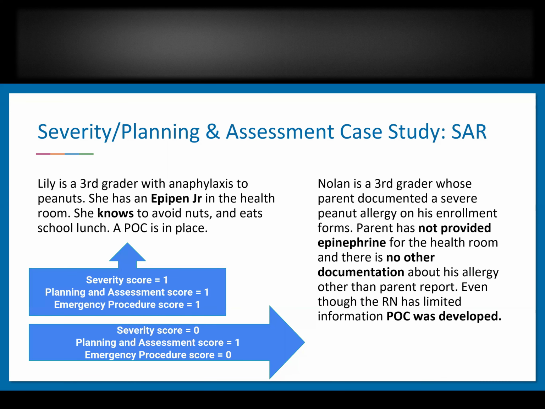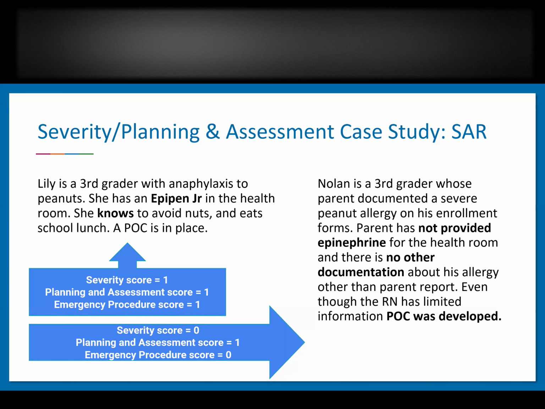Case studies related to asthma. Cassie is a 5th grade student with asthma. A rescue inhaler is in the health room, which Cassie uses infrequently at school. The nurse assesses the student and updates the plan of care yearly to manage the condition. The severity score is a 1, the planning and assessment score is a 1, and the emergency procedure score is a 0. A rescue bronchodilator is not considered an emergency medication.